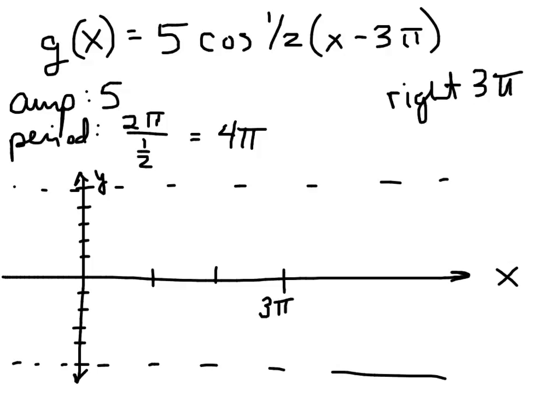How long is the period? 4 pi. Savannah, what's 3 pi plus 4 pi? Yay, 7 pi. So 4 pi, 5 pi, 6 pi, 7 pi. Didn't quite make my line long enough, but there's 7 pi.